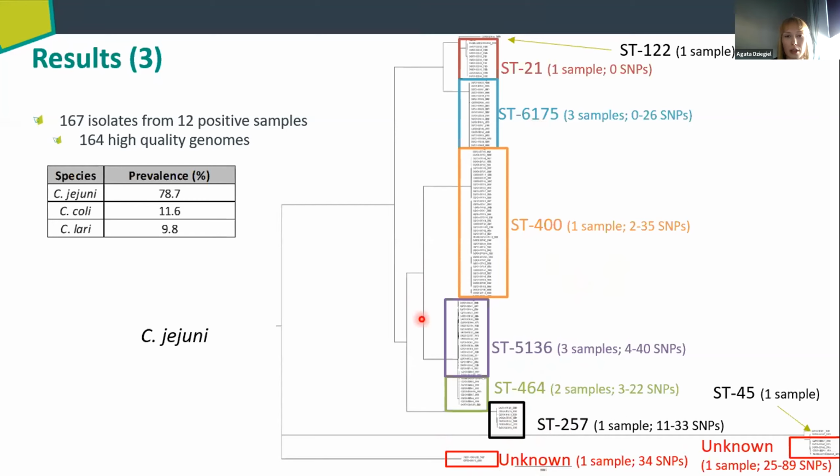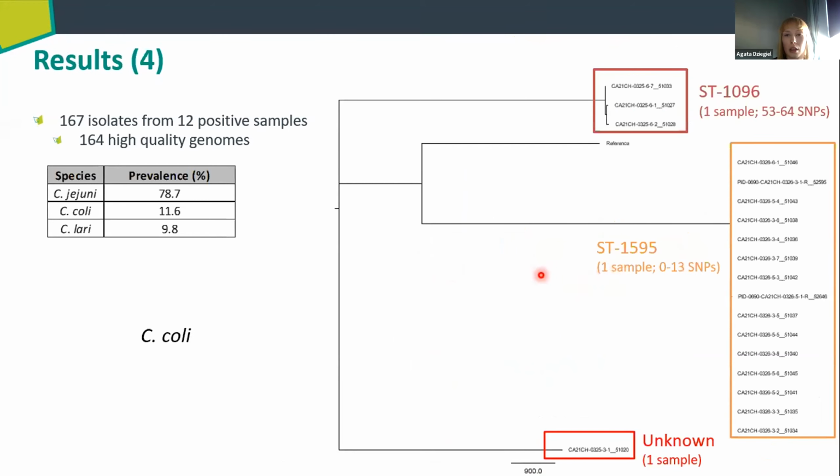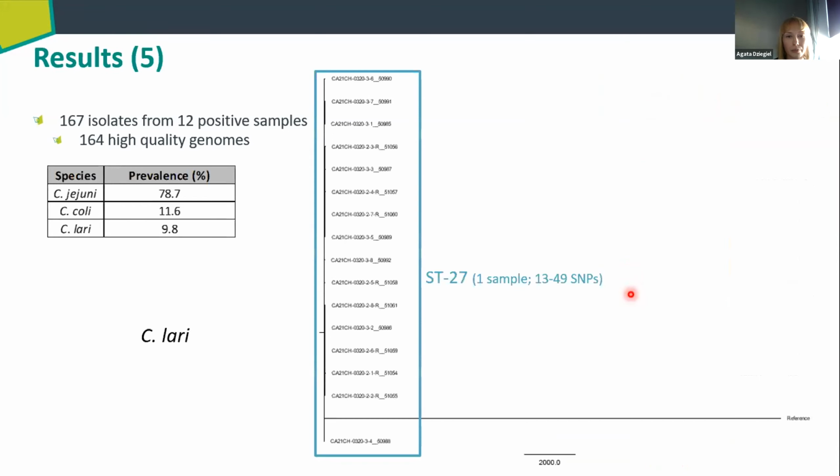So we can see that there is within-sample diversity, but within the individual lineages, there was a small number of differences in terms of pairwise SNP differences, as indicated by these ranges. In terms of Campylobacter coli, we identified 3 sequence types, one of which was an unknown sequence type, and this sample also contained ST1096, and another Campylobacter coli positive sample contained ST1595.